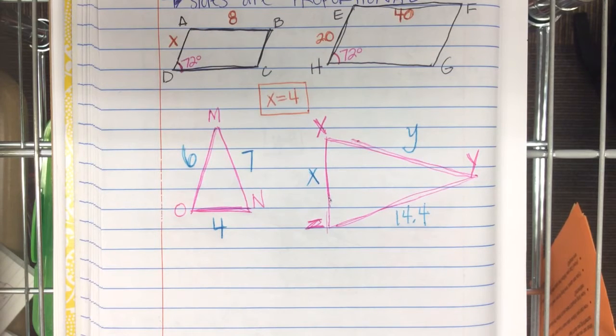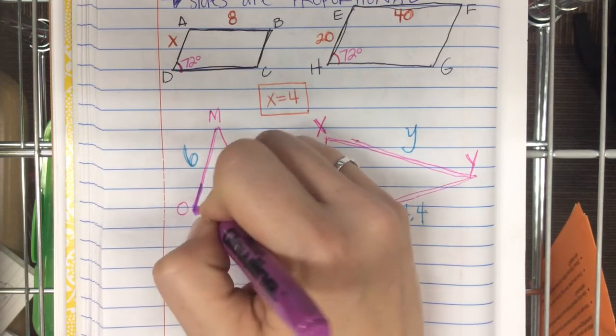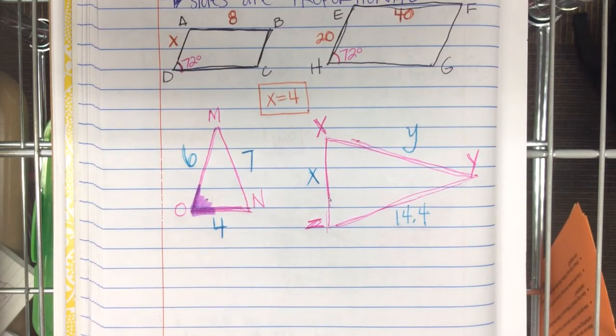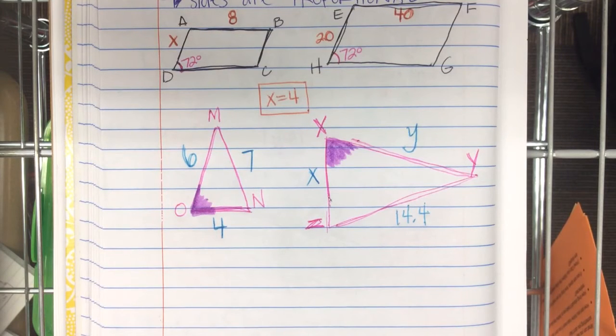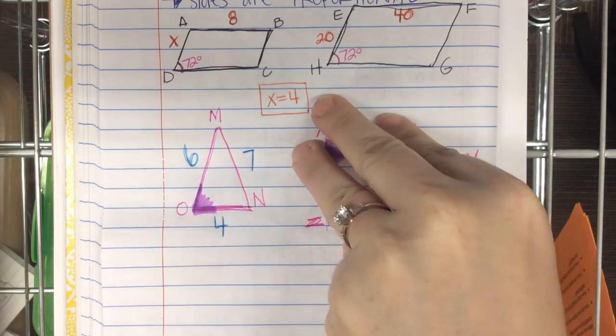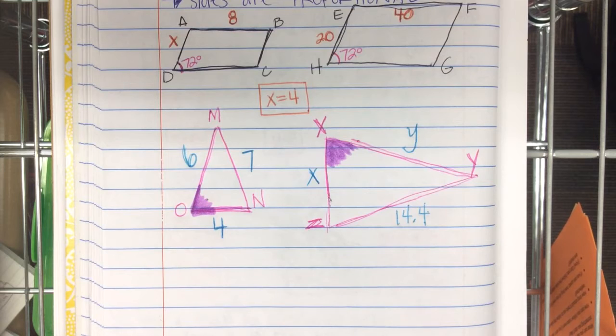All right, so let's talk it through. I have to know which sides match up with which sides. And when they're not pointing the same way, sometimes that's hard. So what I like to do is say, okay, here's angle O. What does angle O match up with in the other triangle? Angle X. Angle O and angle X are the same. And you kind of have to, in your brain, turn this guy so that it matches.